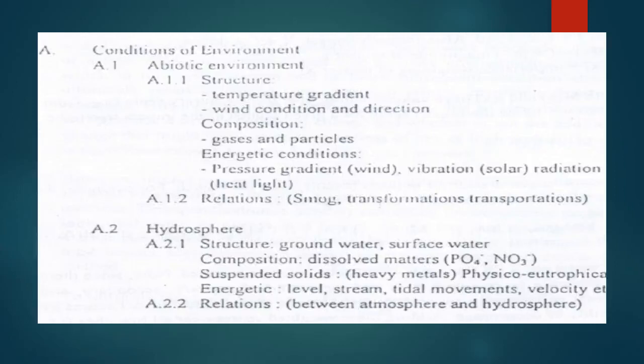And next is the hydrosphere. Its structure includes groundwater and surface water, and its composition includes dissolved matter like phosphate ion and nitrate ion, and suspended solids like the heavy metals or physico-eutrophication, and the energetic level like stream or tidal movement and velocity, etc. Its relations means relations between the atmosphere and hydrosphere.